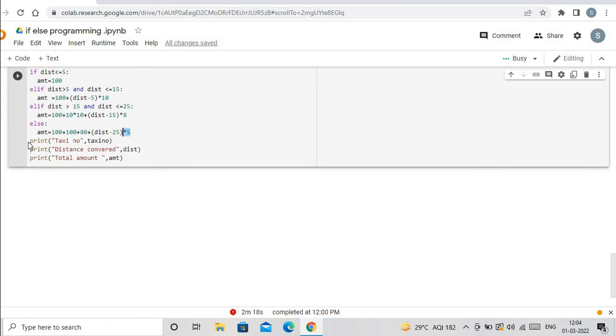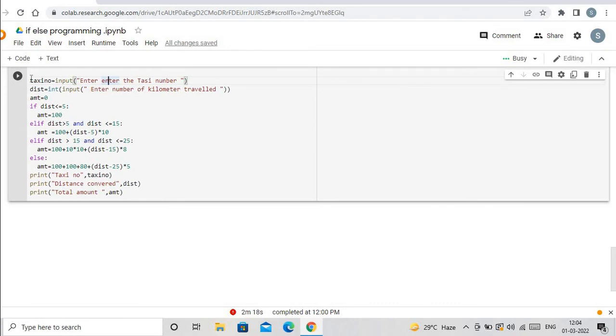After calculating all those things, you have to finally print the outputs. Taxi number, the variable taxi number. Next, distance given, how much distance you have covered. So dist is the variable which will give you how much distance we have covered, and the final amount, how much money we have to pay. Okay, that's all about these programs. Okay, let me explain the program from the beginning once again.